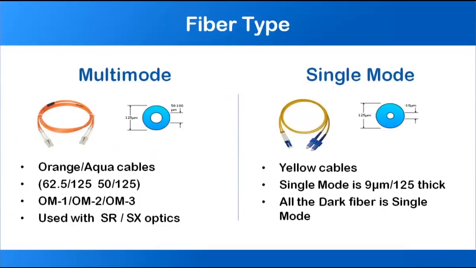In general you got two different types of glass fiber. You get the multimode and the single mode. The multimode are orange cables, or aqua bluish cables. On the cable itself you can see there's written 62.5 divided by 125 or 50 divided by 125 or OM1, OM2, OM3. Those are multimode standards. You can use these cables with SR or SX optics.